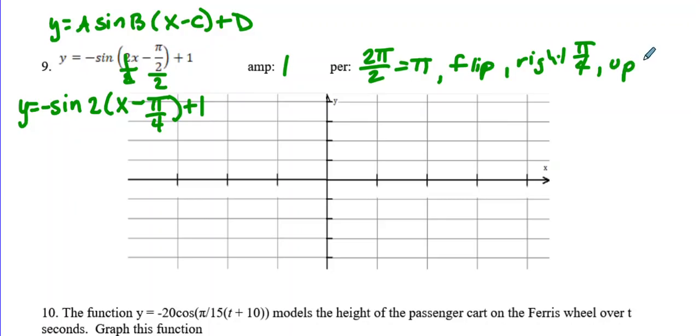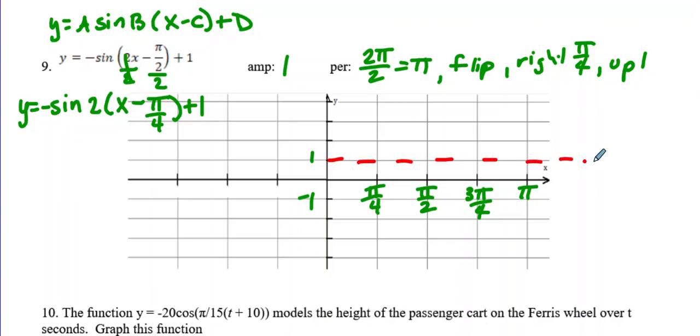So this seems like another candidate for a box. Let's label our axes. My period's pi, so this will be pi. This will be pi over 2, pi over 4, 3 pi over 4, and I need a 1 and a negative 1. Okay, I'm going to do my midline. My midline went up to 1.